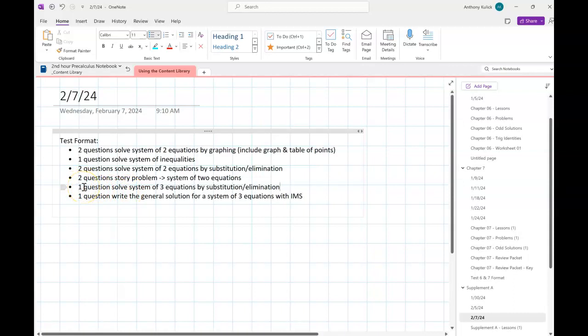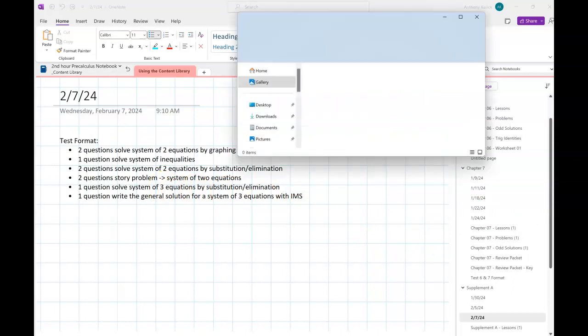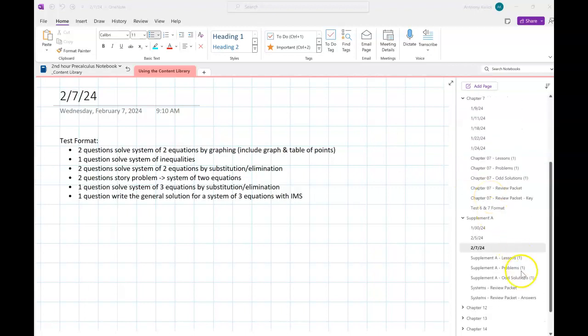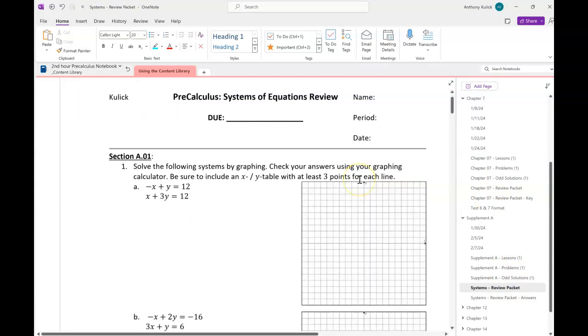Give you one question where we solve the system of 3 equations using substitution or elimination. And 1 question where I ask you to write the general solution for a system of 3 equations that has infinitely many solutions. Questions? Reese? An example of a story problem.